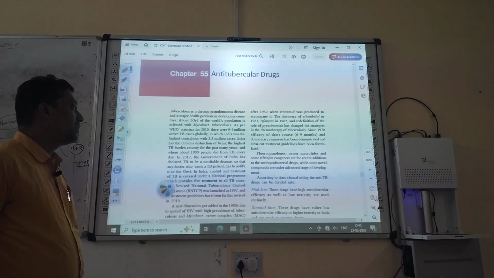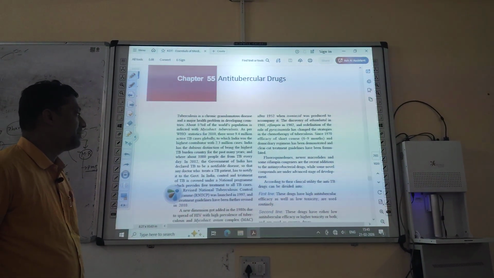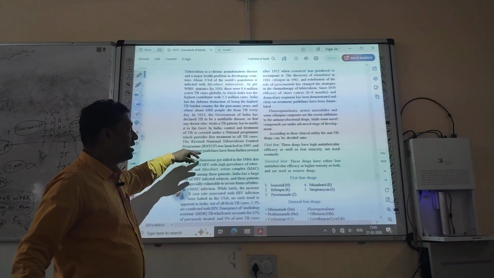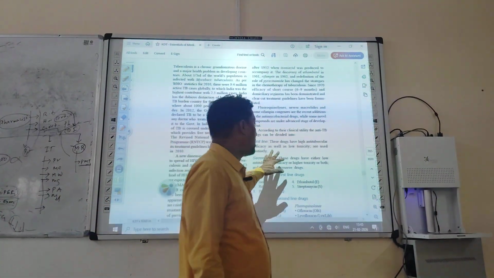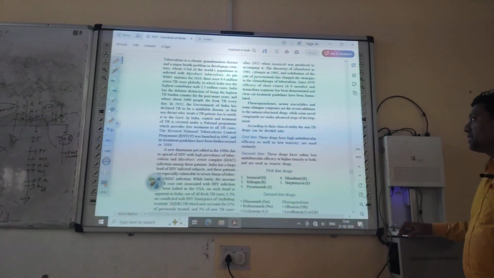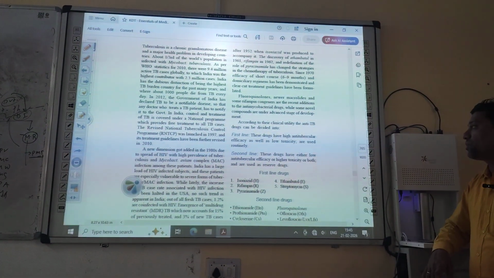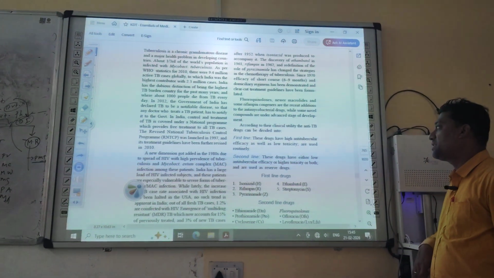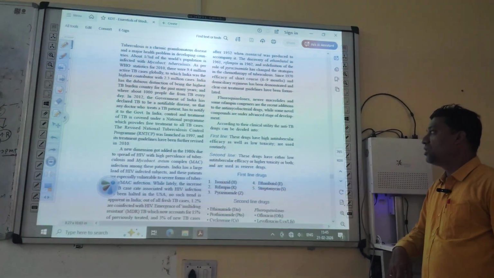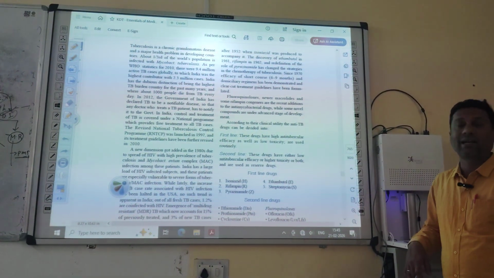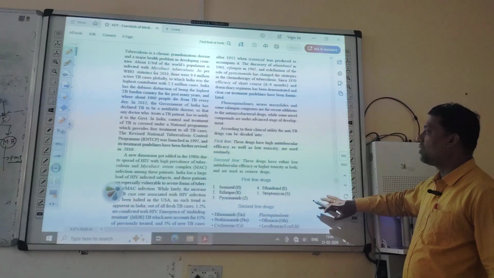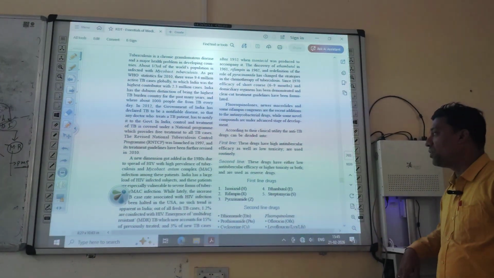According to clinical utility, the anti-TB drugs can be divided into first-line and second-line anti-tubercular drugs. What is first-line? These drugs have high anti-tubercular efficacy as well as low toxicity, and they are used routinely. And what is second-line? These drugs have either low anti-tubercular efficacy or higher toxicity or both.